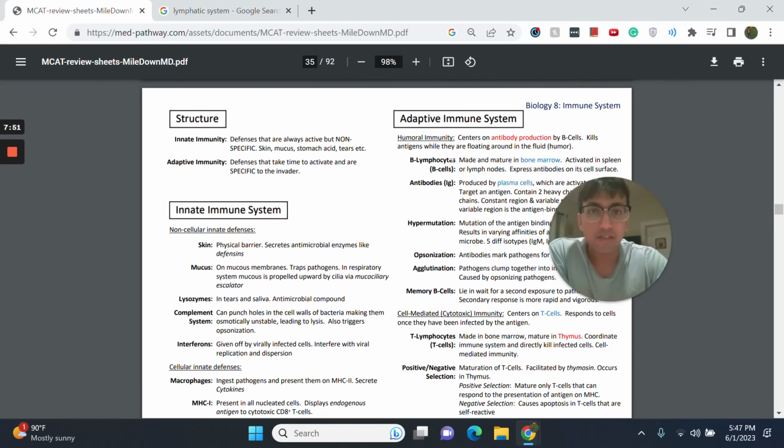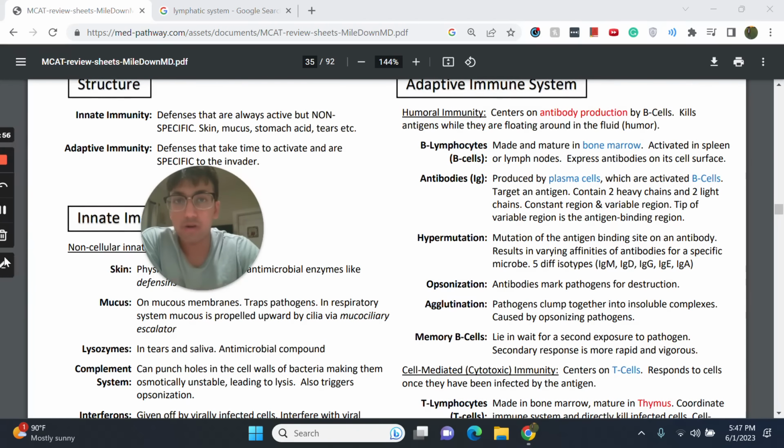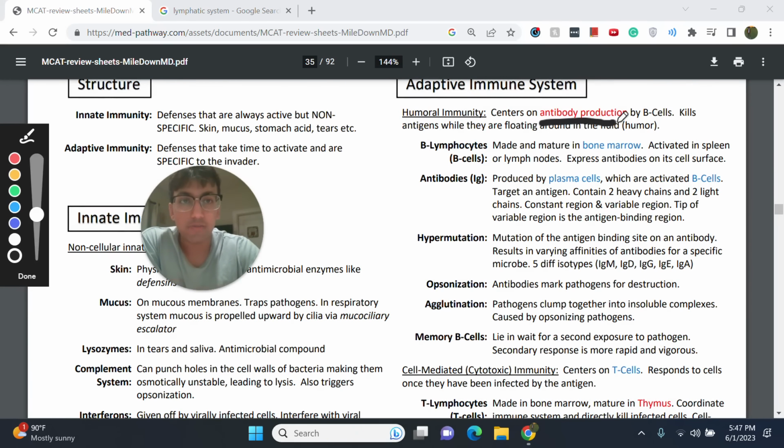Okay, the next thing is the adaptive immune system, and we have humoral immunity. Humoral immunity is essentially antibody production by B cells, and it kills antigens when they're floating around in the fluid or the humor. This is the adaptive immune system, in contrast with the innate immune system. The adaptive immune system has B cells and antibodies. B cells make antibodies, right? B cells are made in the bone marrow, and they're activated in the spleen or the lymph nodes, and they express antibodies on their cell surface.